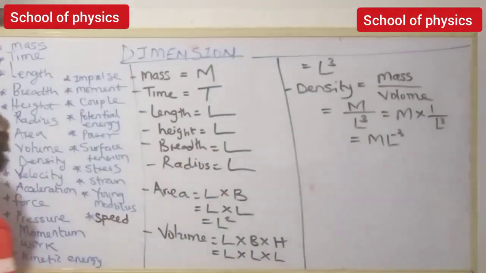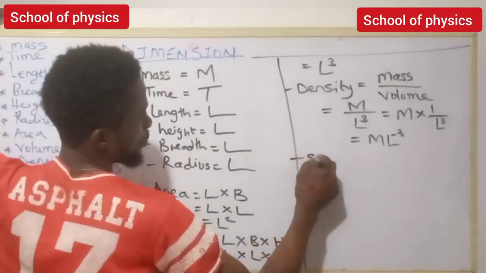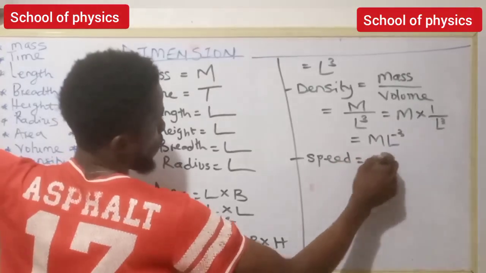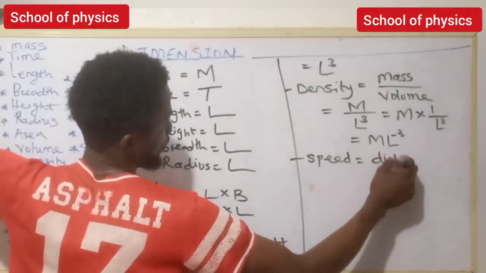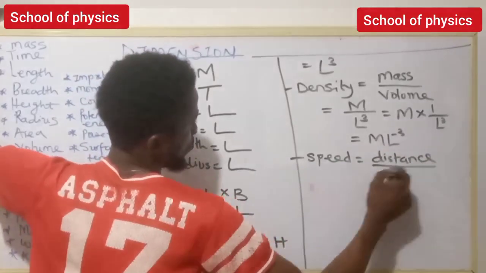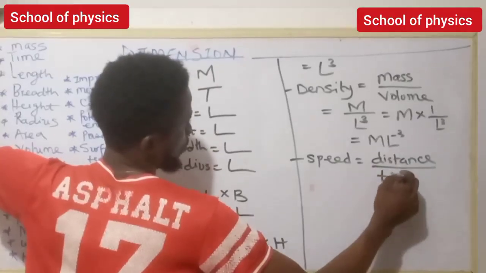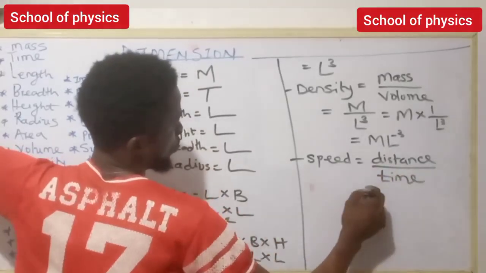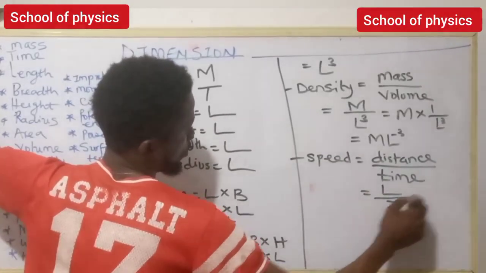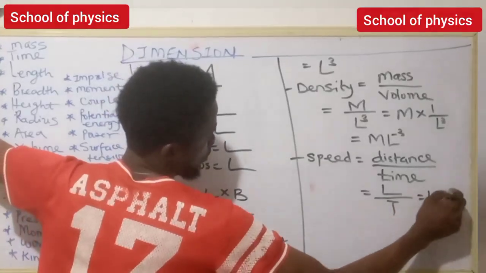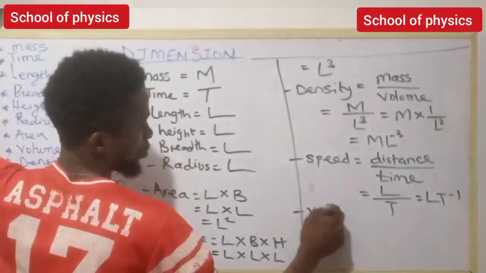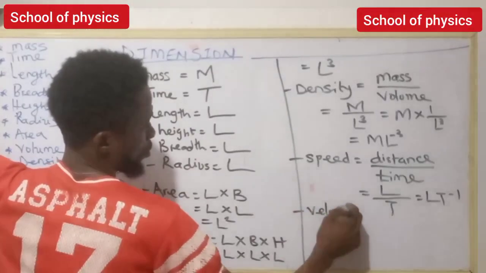Next on our list is speed. Speed is distance per time, or distance all over time. Distance is L and time is T. So L over T is the same as LT minus 1. So LT raised to the power of minus 1 is the same thing as L over T.